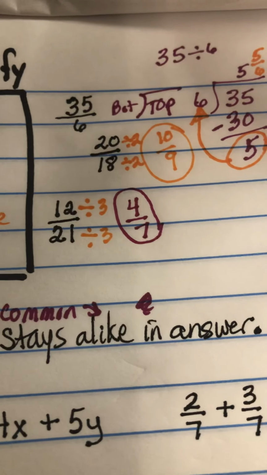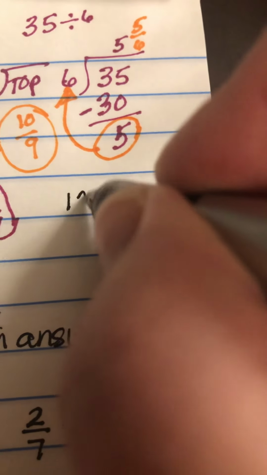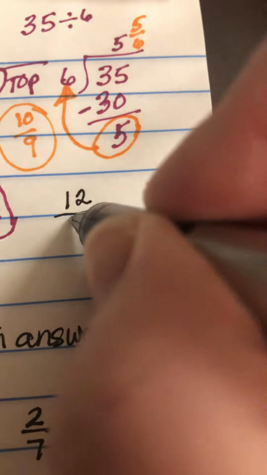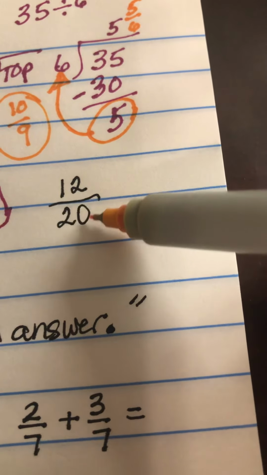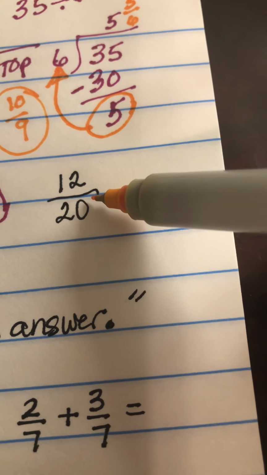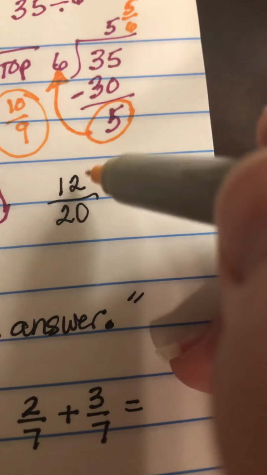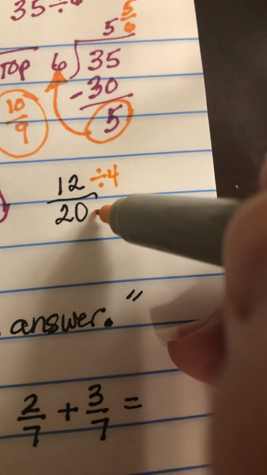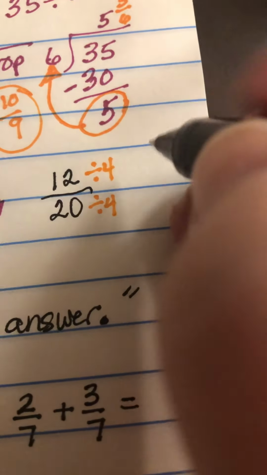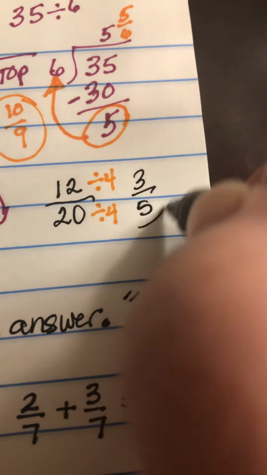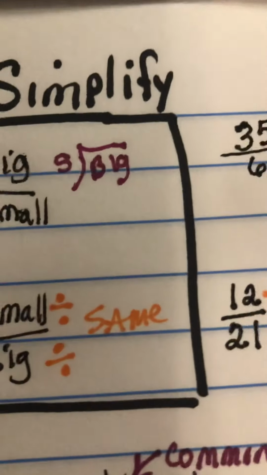Sometimes you have something like 12 over 20. Well, these both can be divided by 2 for sure because they're even, but it's not the biggest thing that can work. So we need to try and find the biggest thing that works for both of these. In this case, it's 4. So then you would end up having 3 over 5 as the simplified version. So that's how you simplify fractions.